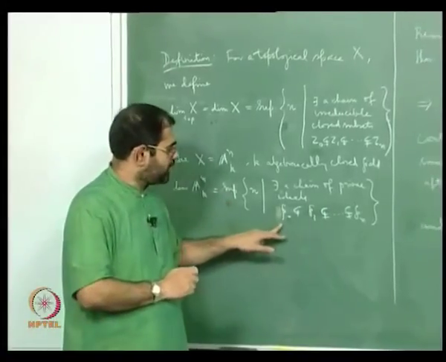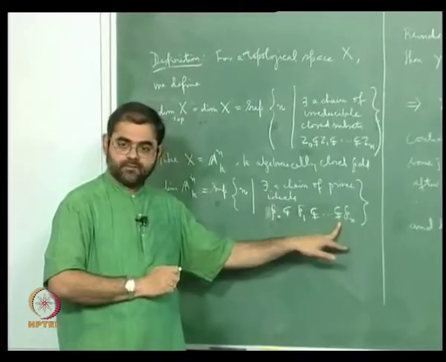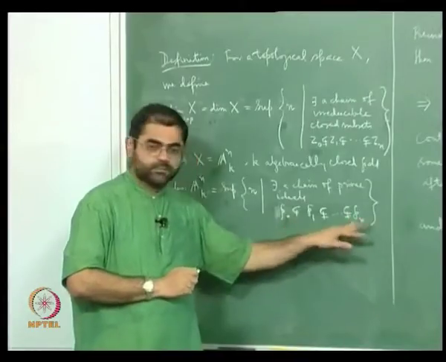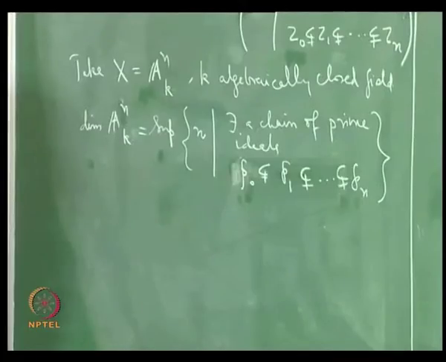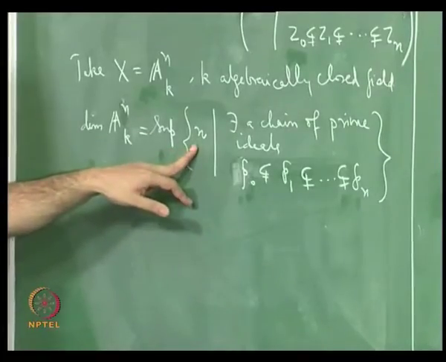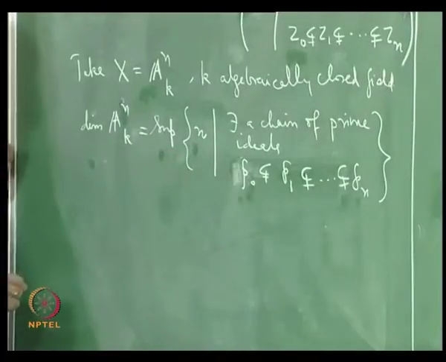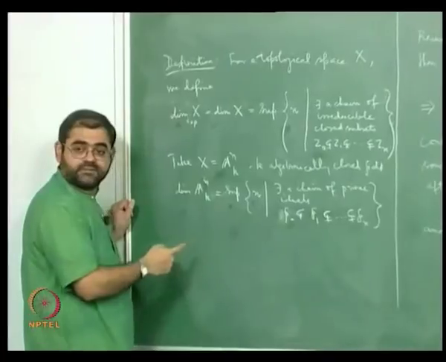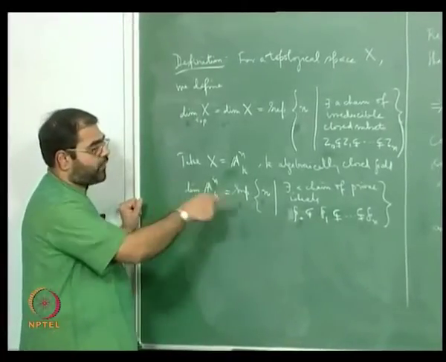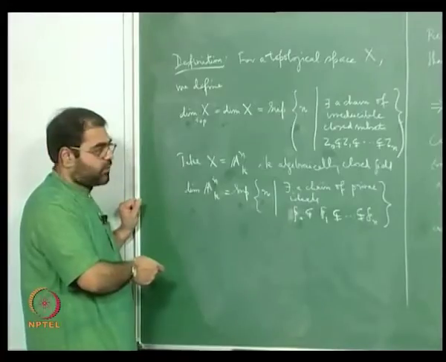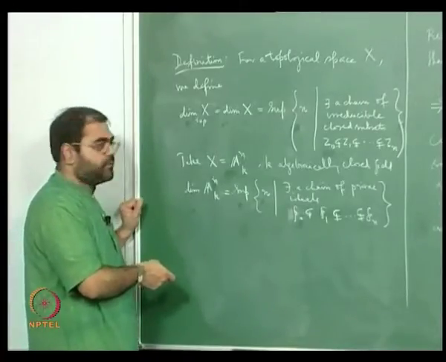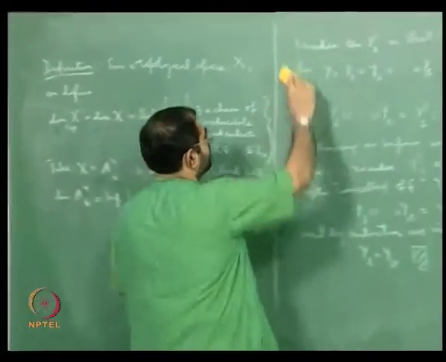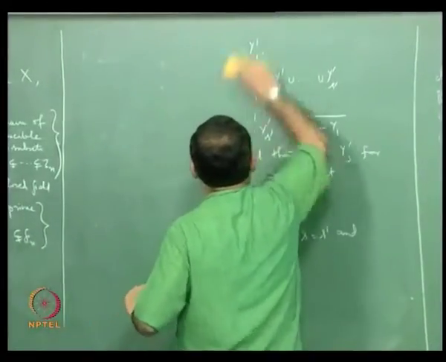You have a chain of prime ideals, and it starts with P0 and goes up to Pn, and you take the supremum over all n. Now since you are looking at strictly increasing chains of prime ideals, what this relates to in commutative algebra is called the height of a prime ideal. So let me recall what that is. Let me explain that to you.